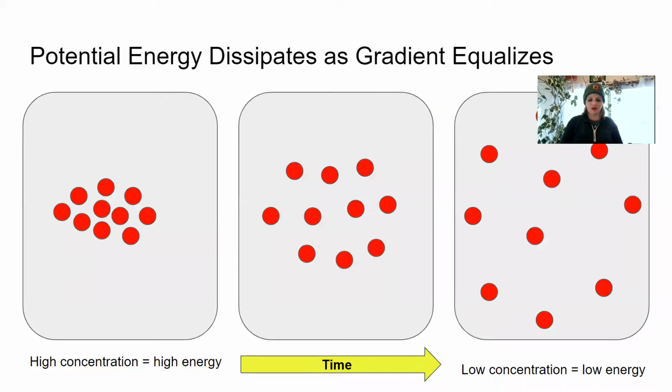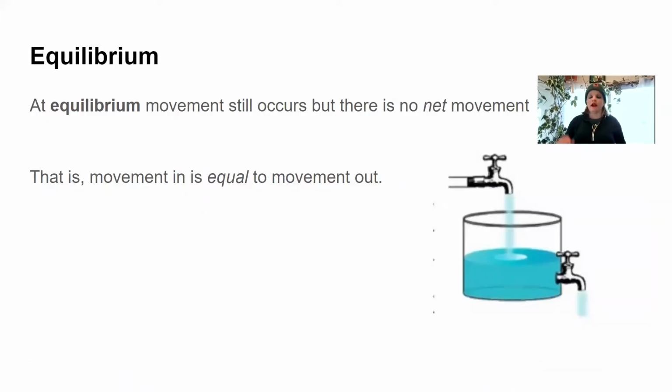Okay, so that's pretty much what I just said, that the potential energy dissipates as the concentration gradient equalizes. And now we can get to this idea that once it equalizes, we get to this state that we call equilibrium. And so as these sugar molecules, let's use these as an example, we've got a bunch of sugar molecules dissolved in this fluid.